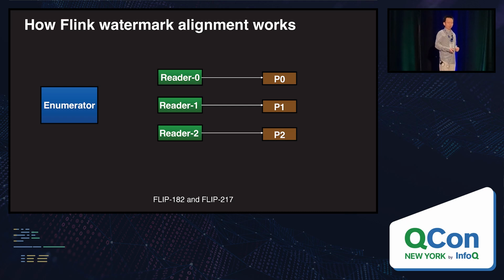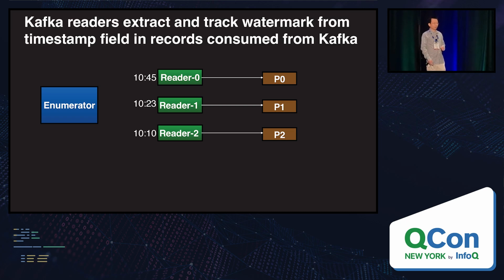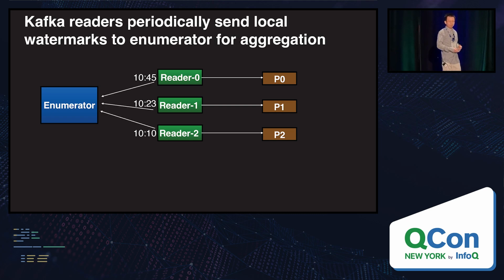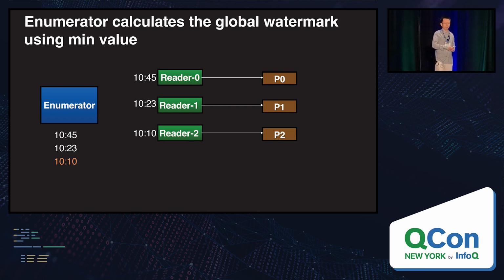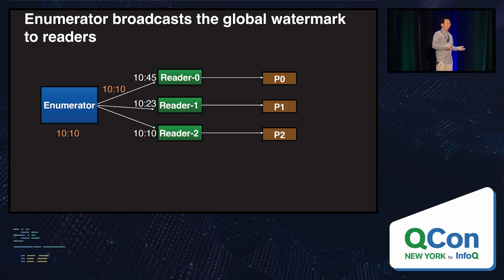This is how Flink watermark alignment works internally. Let's assume we have 3 readers, each reading from one Kafka partition. The Kafka readers extract the watermark from a timestamp field in the record they consumed from Kafka. And they periodically send the local watermark to the enumerator for global aggregation. The enumerator calculates the global watermark as the minimum value of all the reported local watermarks, which would be 1010 in this case. The enumerator then broadcasts the global watermark to all the readers.